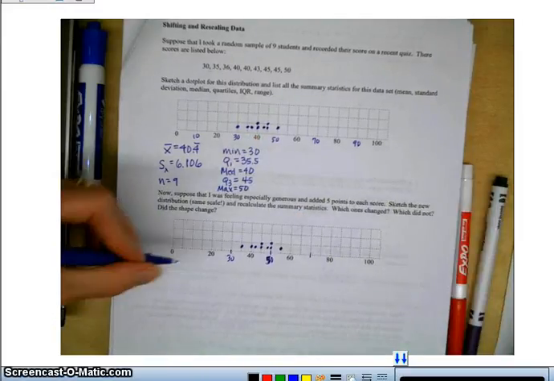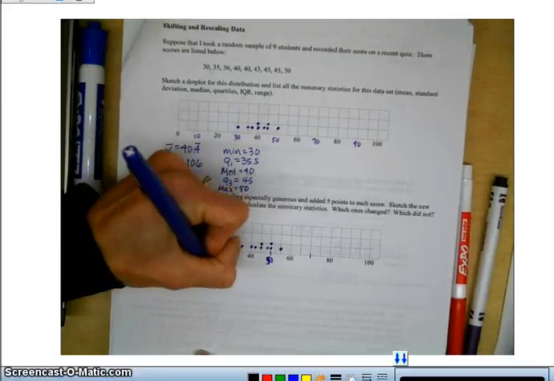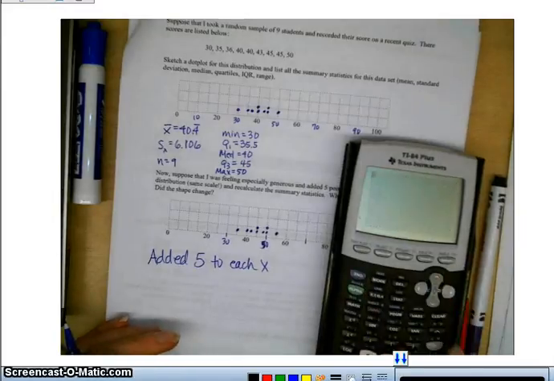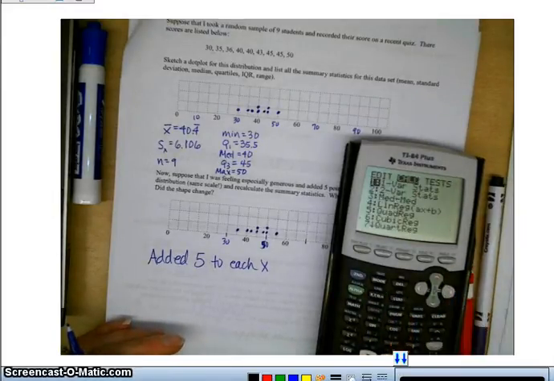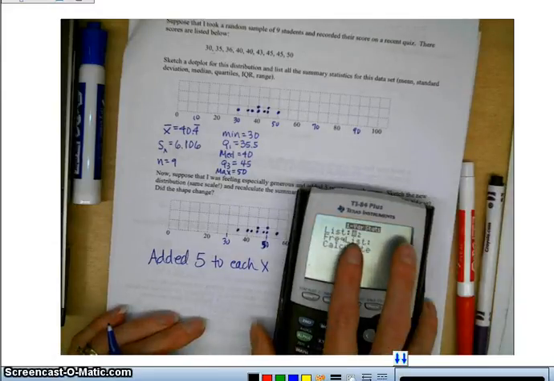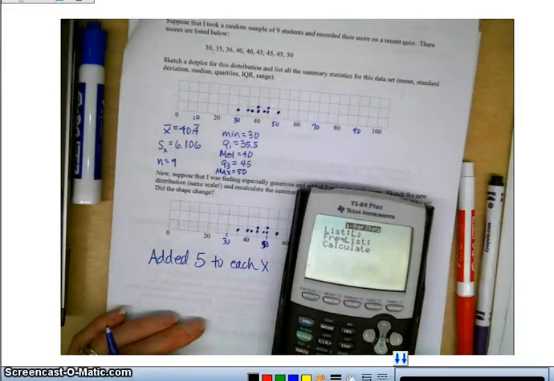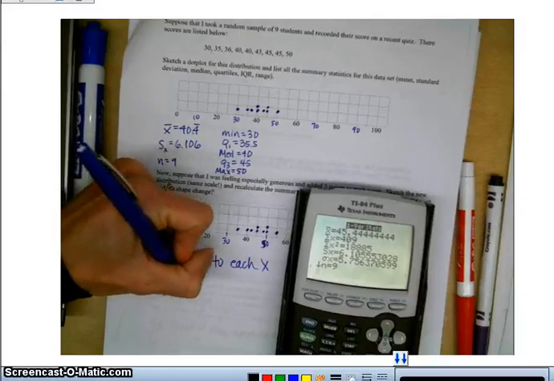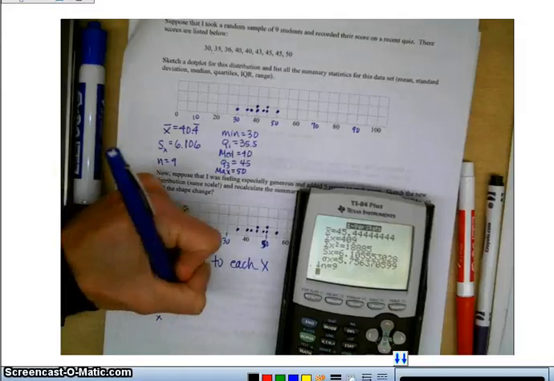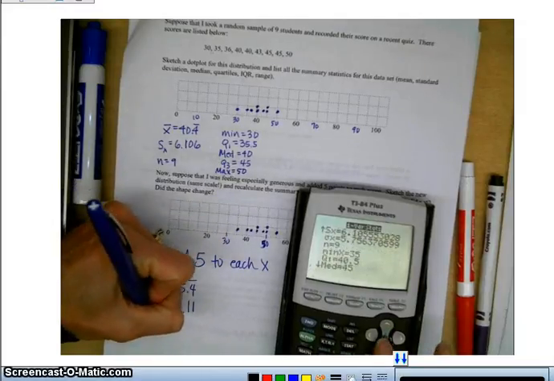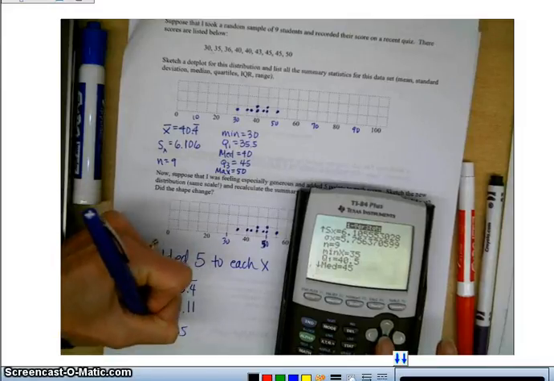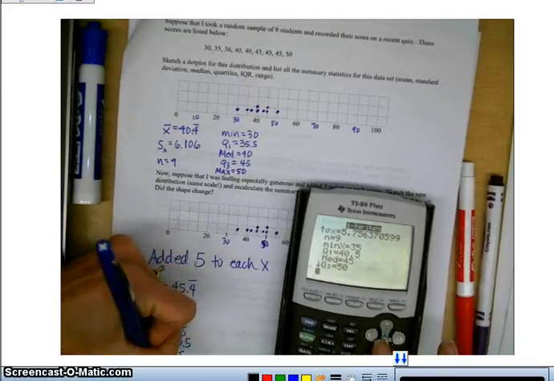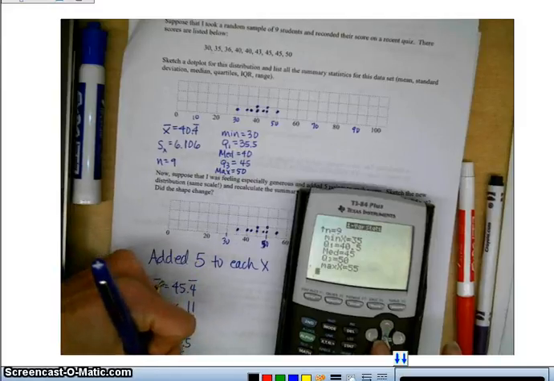Okay, so what did we do here? We added 5. We added 5 to each x. Okay, so that's what we did. And now we recalculate the summary statistics. So I'm going to do stat, calc, one variable stats, but remember I put my list in list 2 this time because I took these and added 5. Then I'm going to calculate the one variable stats. So this time the mean is 45.4 repeating, and the standard deviation is 6.11, and the min is 35, Q1 is 40.5, the median is 45, Q3 is 50, and the maximum is 55.